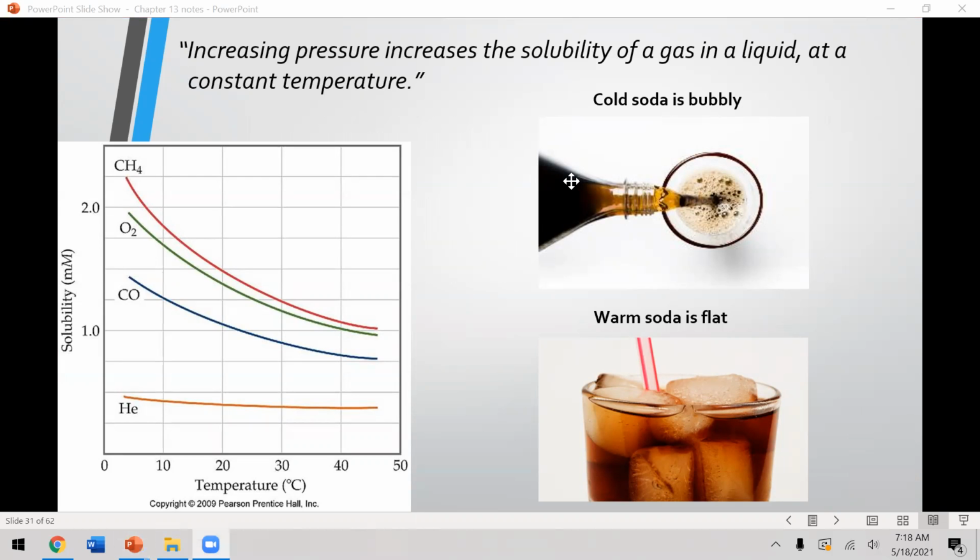So if you increase the pressure on a gas-liquid solubility situation at a constant temperature, you're going to increase solubility. But obviously you should know that warmer situations cause Coke to go flat. And that's because when it's warmer, the gas particles aren't as close together, and they will escape more into the vapor phase.